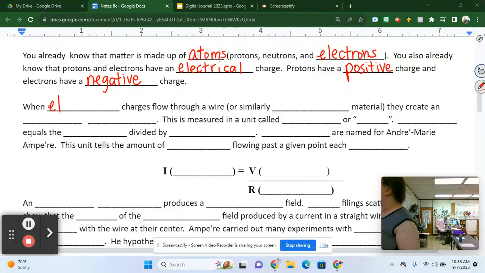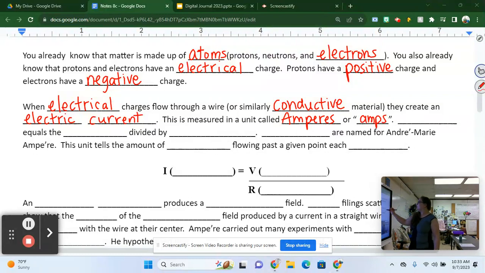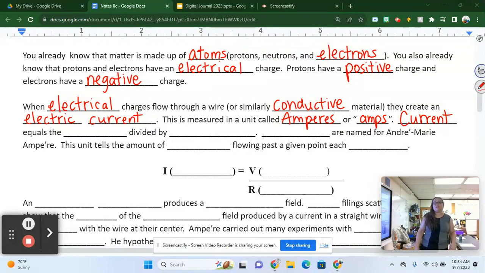When electrical charges flow through a wire or a similarly conductive material, they create an electric current. This is measured in a unit called amperes or amps. This is the push that the electricity is provided.